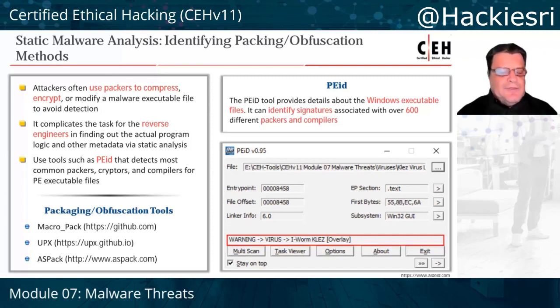Packaging and obfuscation tools often employed include macro_pack, UPX, and ASPack. Next, PEiD is a tool that provides details about Windows executable files. It can identify signatures associated with over 600 different kinds of packers and compilers.